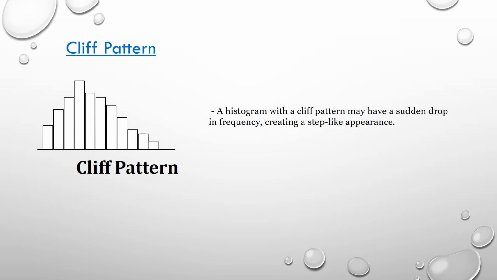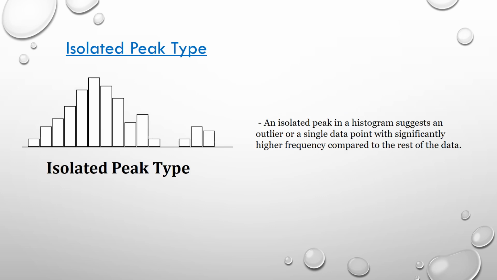Next, cliff pattern. A histogram with a cliff pattern may have a sudden drop in frequency, creating a step-like appearance. This indicates a sharp decline in the occurrence of values, possibly suggesting a distinct boundary or change in the nature of the data. Next, isolated peak type.